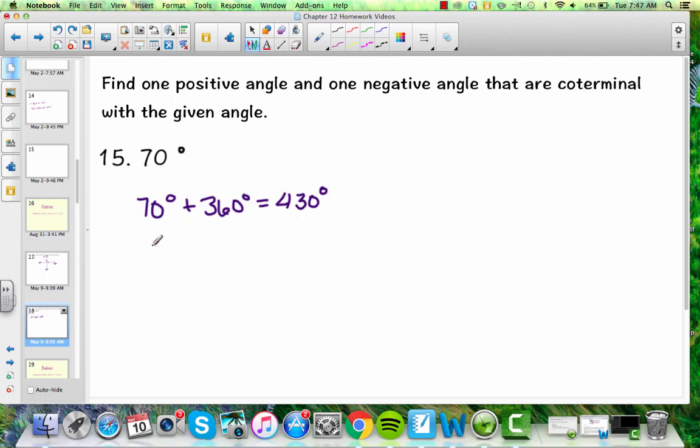Now I need to have a negative coterminal angle. Since 70 is less than 360, I can simply just subtract 360 degrees. So when I subtract 360 degrees, I'm going to have negative 290 degrees. So now I have one positive and one negative coterminal angle.